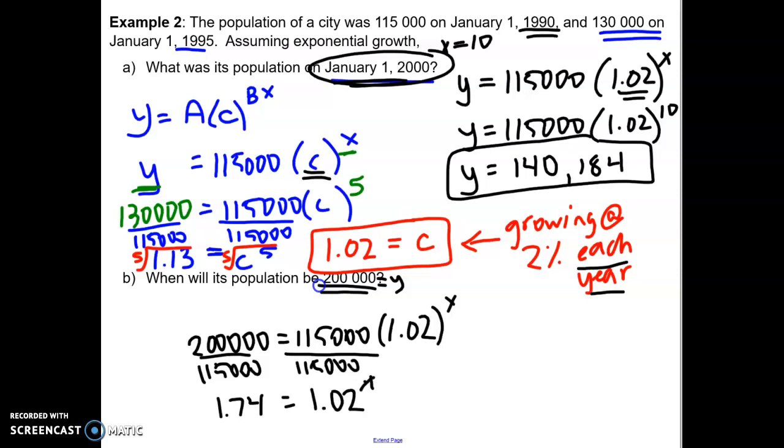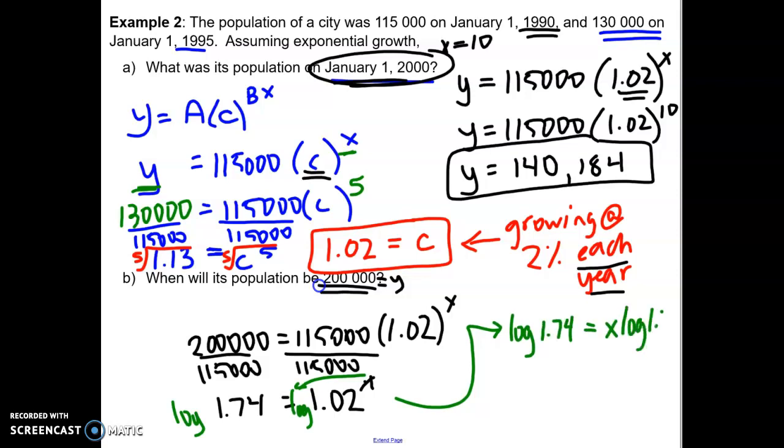How do I solve when there are no logs? Put the logs in front of both. Yes. So I'm going to put a log in front of both. And that helps now because now my exponent can go to the front. So what you'll get here is log of 1.74 equals x times log of 1.02. So again, that exponent is going to come to the front. And now we really just have numbers.